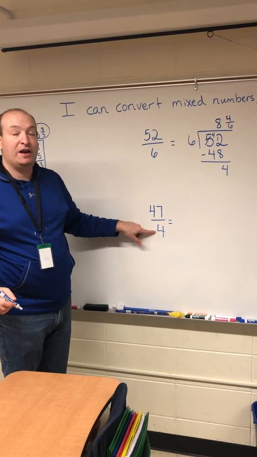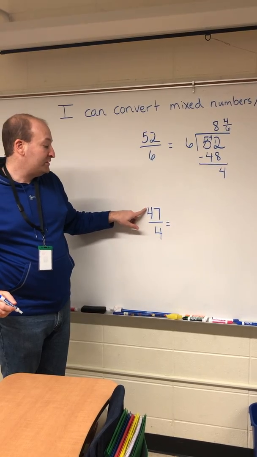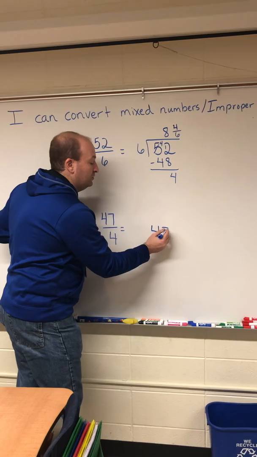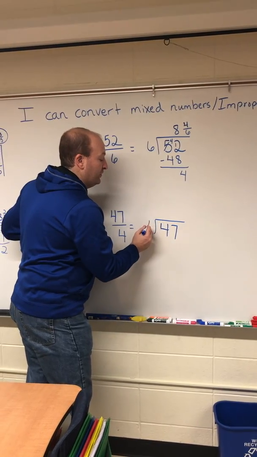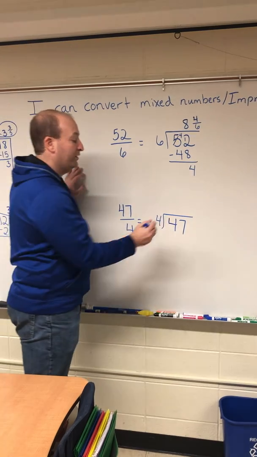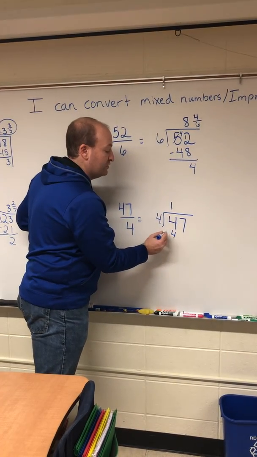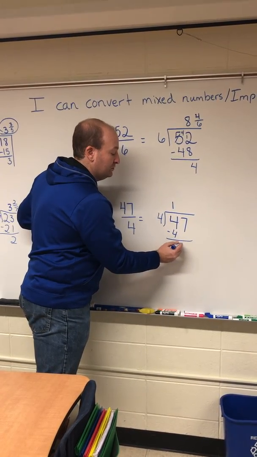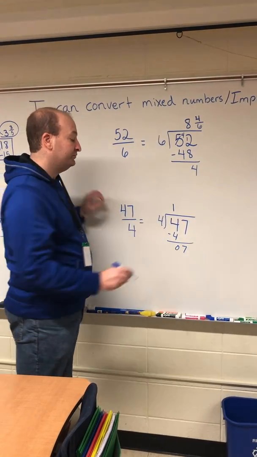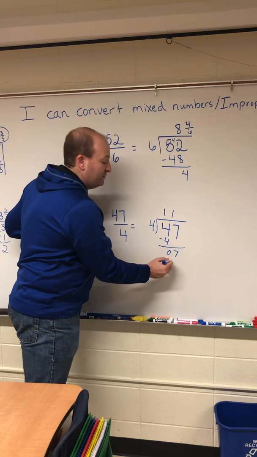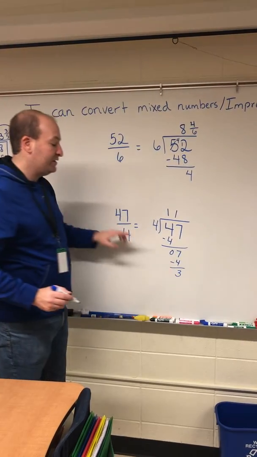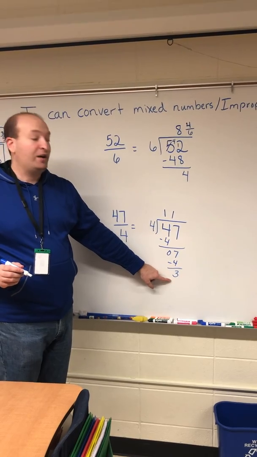47/4. So again, I think about it as 47 divided by 4. And I have to think about this. Well, 4 goes into 4 one time. Subtract. Bring down. 4 goes into 7 one time. Subtract. And at this point, 4 does not go into this number anymore.